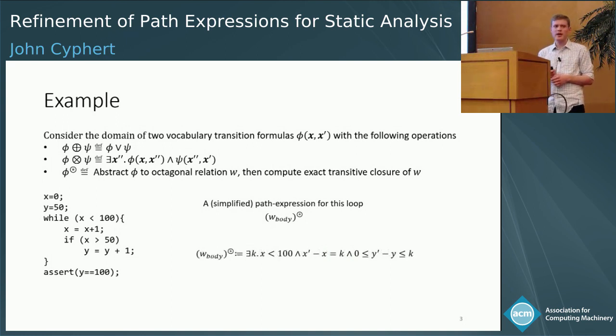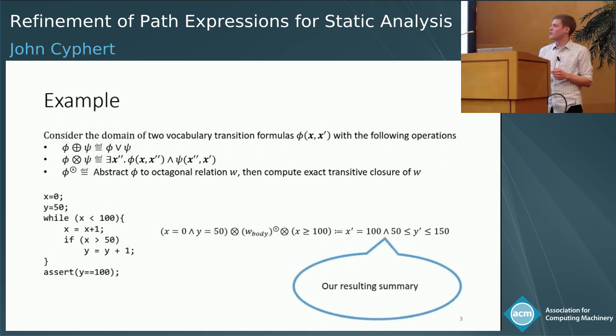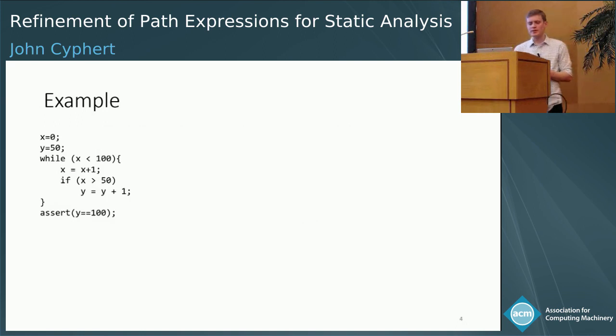Nonetheless, if we continue and compute the transitive closure of that octagon, we'll get a formula that looks like this. And then when we combine that with the initial information about the values of x and y before the loop, as well as the loop terminating condition, we're going to be able to conclude that x is 100 after the loop. However, we're only able to conclude that y is somewhere between 50 and 150, which is unable to prove this assertion. So let's take a closer look at this particular example.